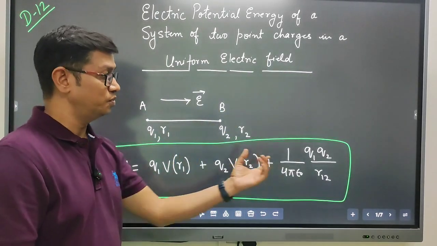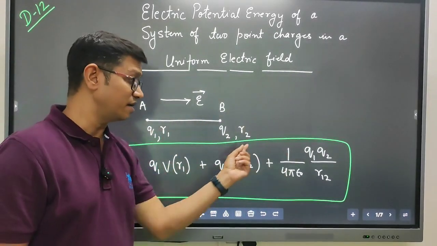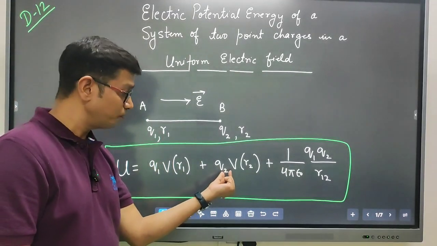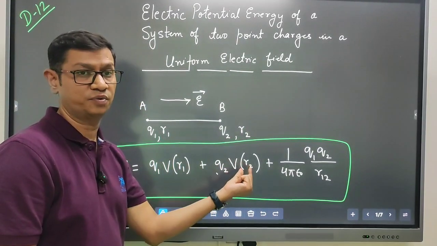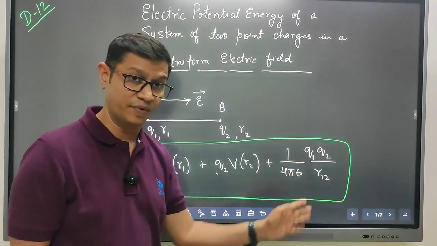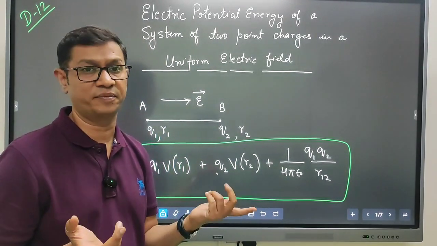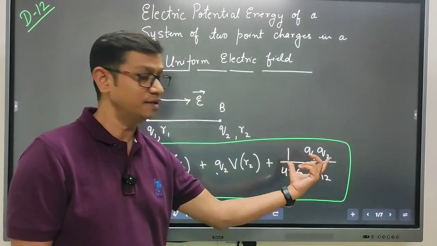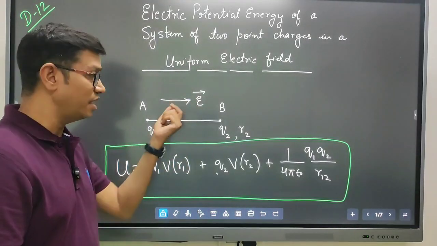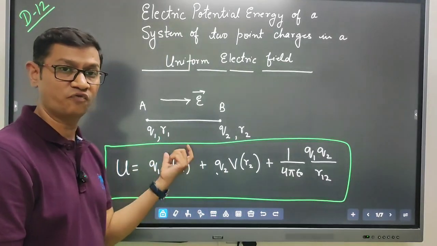Similarly, when you bring Q2, you have to do work against the electrostatic force of this charge, but you also have to do equivalent work against the electric field. So Q2 into V(R2), V into Q. These two components are coming because of the existing electric field, and this component is coming because of the mutual repulsion or attraction, whatever be the case. This component represents that part, and these two come from the charges being brought in a uniform electric field. So you have to do some extra work: V into Q for 1, V into Q for 2.